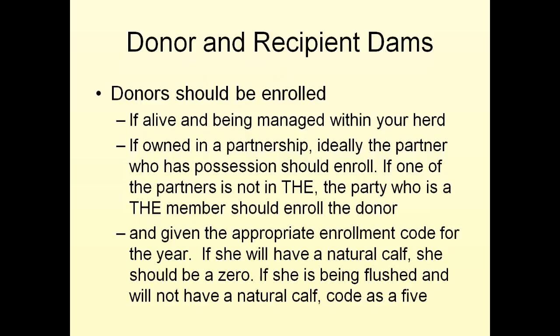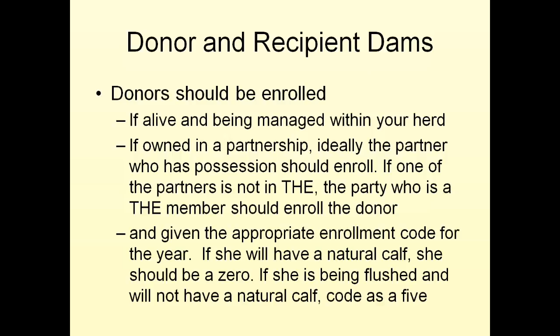I get questioned about this quite a bit, so we added these slides in to hopefully answer some questions. On your donor and recip dams and total herd enrollment, a donor should be enrolled if she is alive and being managed within your herd. If she's owned in a partnership, ideally the partner who has physical possession of her should be the one who enrolls her. If one of the partners is not in THE, the party who is a THE member should enroll the donor. So if she's owned in a 5-way partnership and 4 of the partners are not in total herd enrollment but 1 is, the one who is should enroll that cow so that way she's on an inventory and we're keeping track of her.